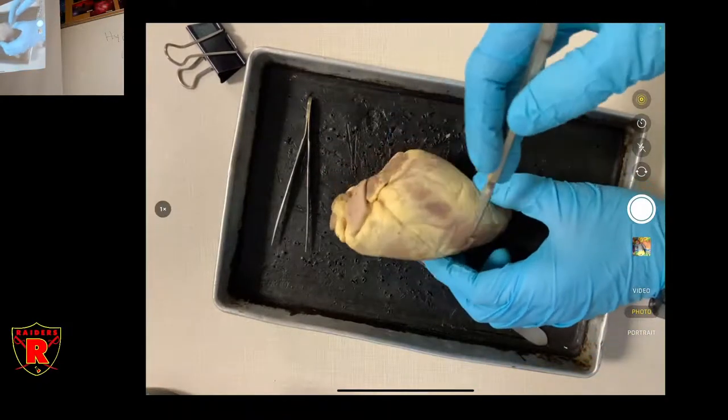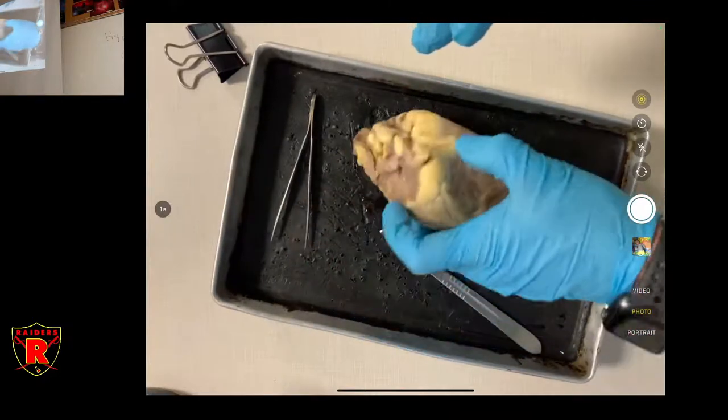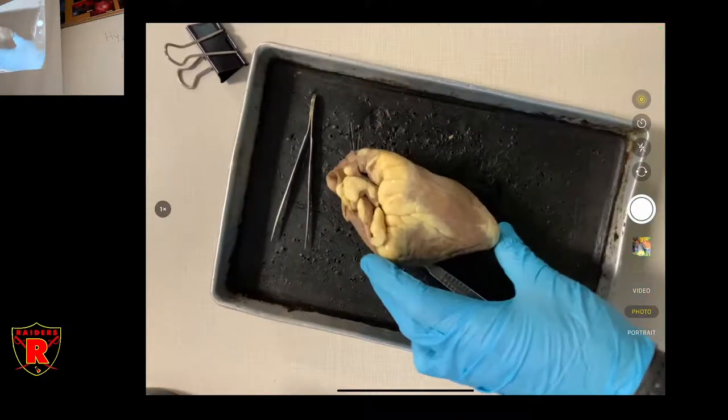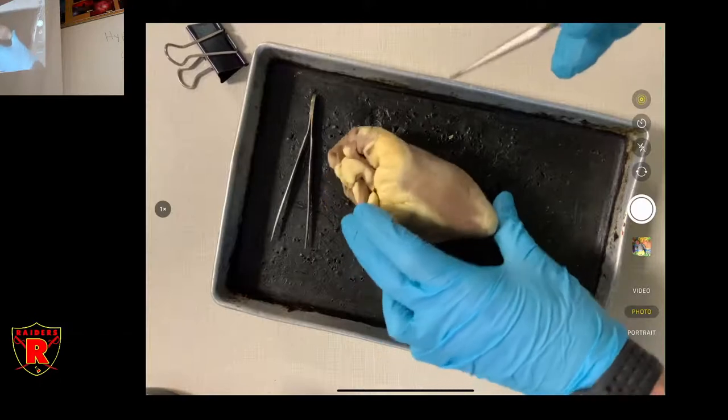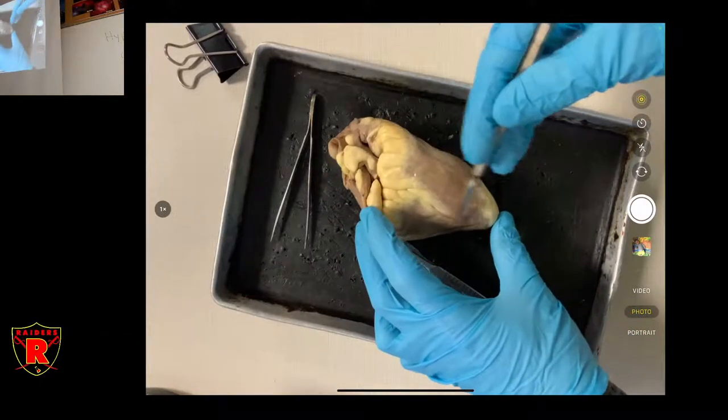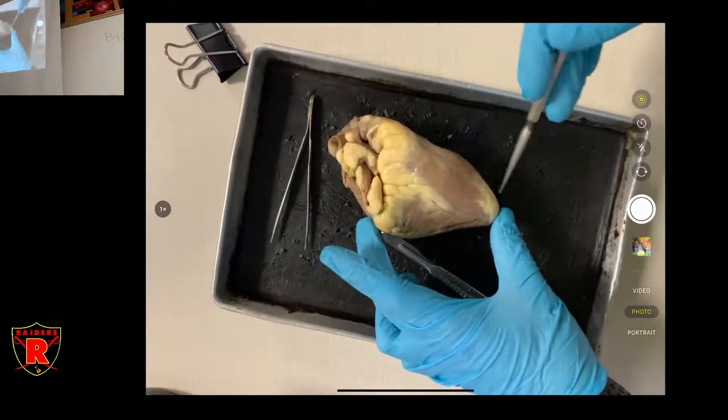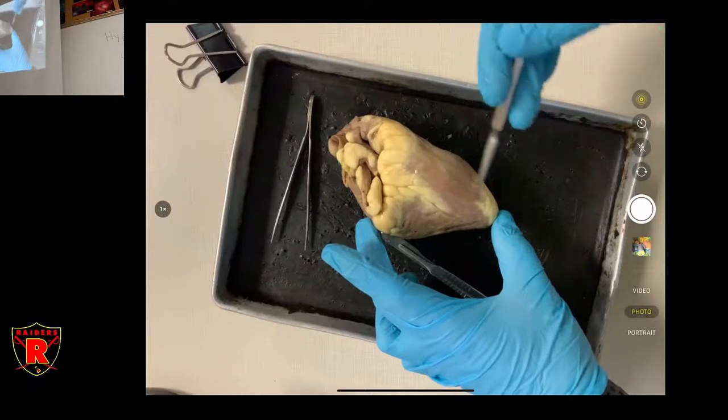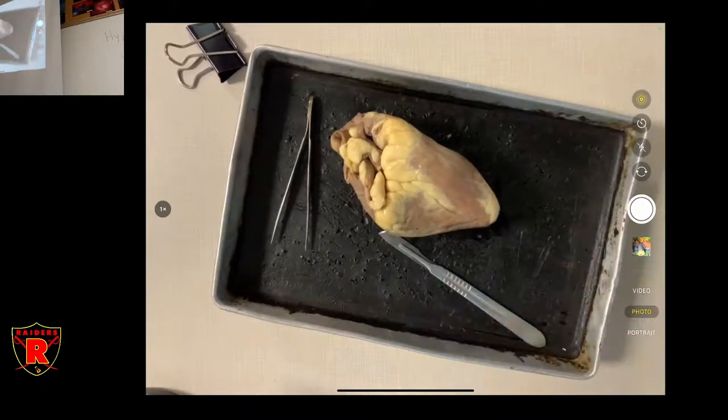So this is the right ventricle. Oh, let me orient this again properly. I had it backwards. Silly me. There we go. Right ventricle. Here it is. And then you'll notice that the left ventricle is pretty big, right? It's bigger than the right ventricle. It's thicker. I'll show you once I cut it in half. It's quite a bit thicker.